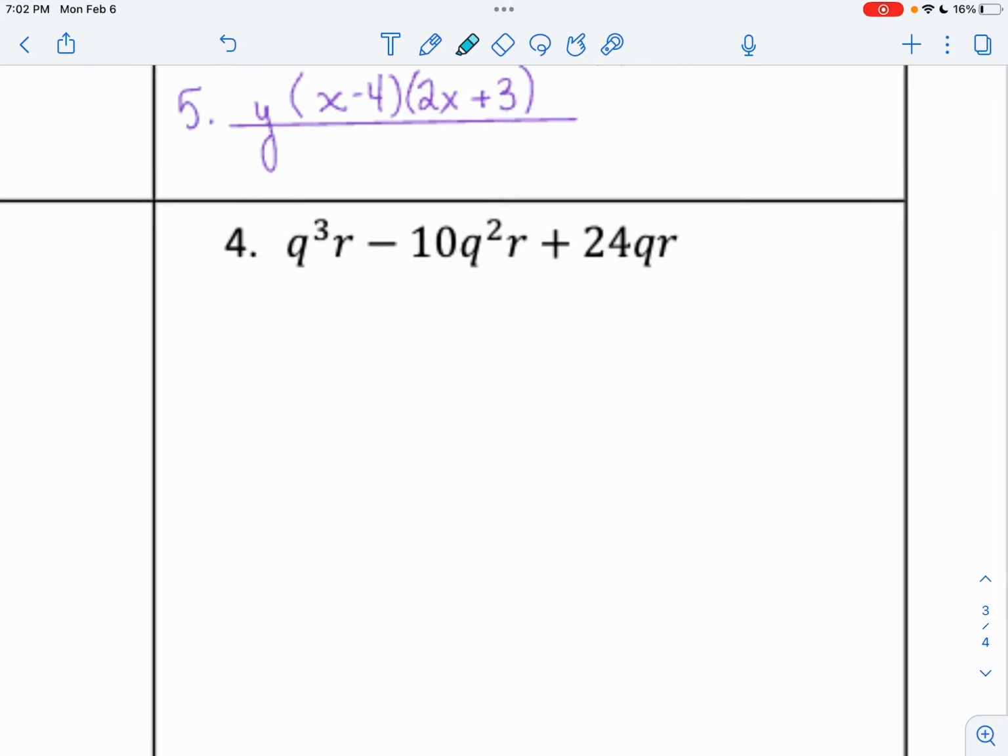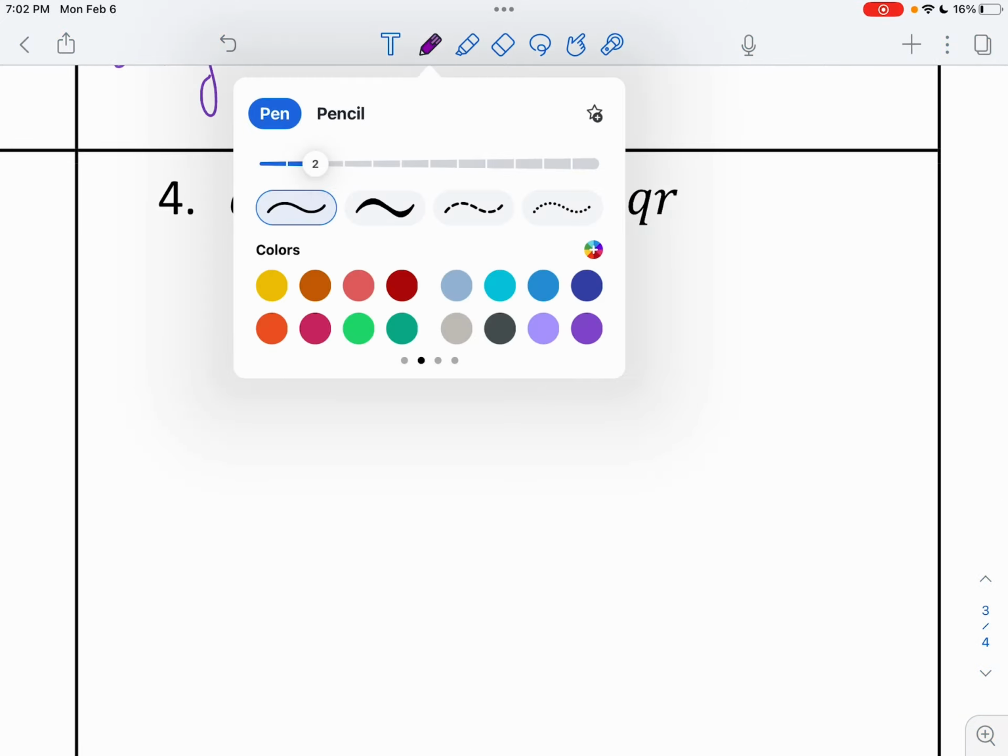We've got 3 more to go. Every time I'm trying to speed it up a little.